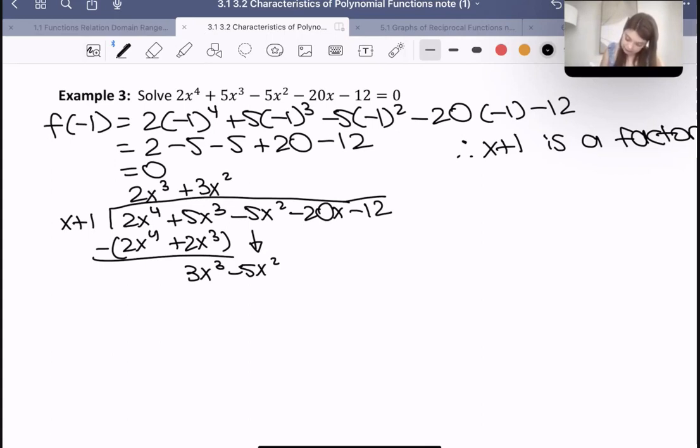X times 3x squared would be 3x cubed. And then 1 times 3x squared would be 3x squared. And then we're going to subtract. And then we get 3x cubed minus 3x cubed, which is 0. And then negative 5x squared minus 3x squared is negative 8x squared. And then we bring down the negative 20x. Okay, how many times does x go into negative 8x squared? Well, negative 8x times.